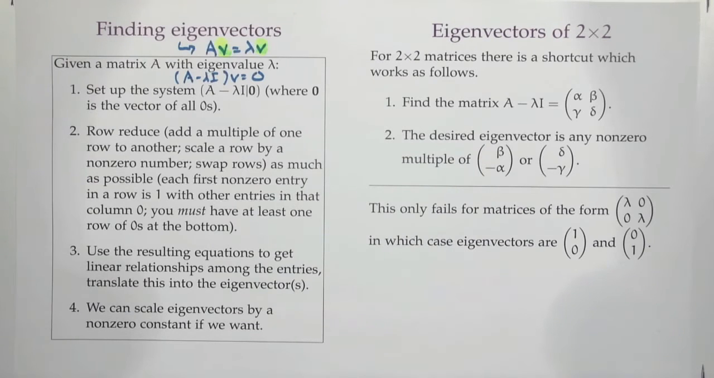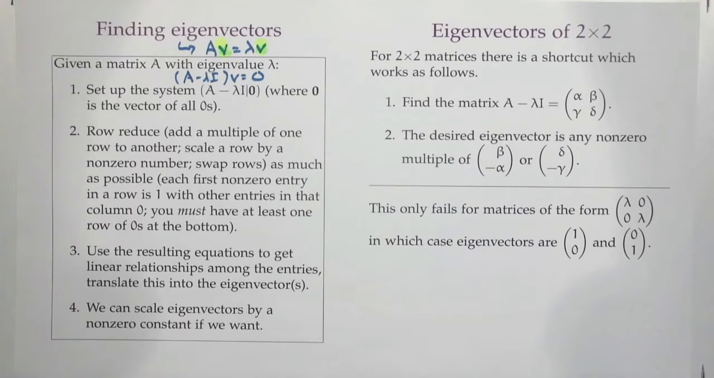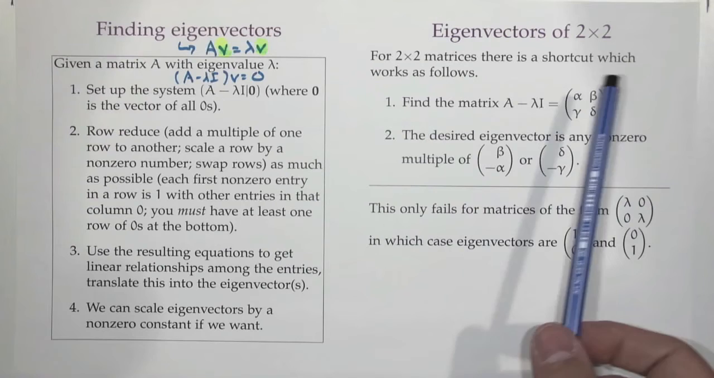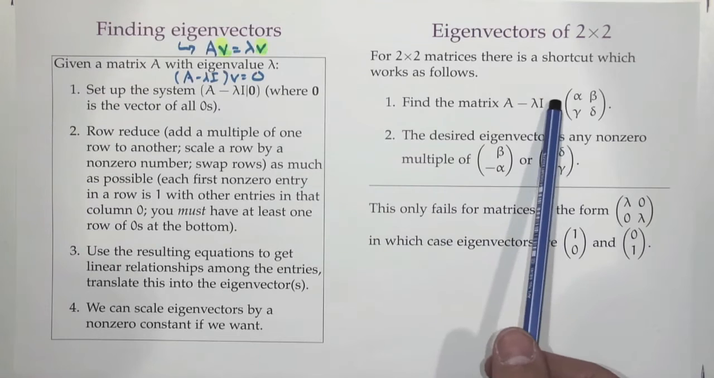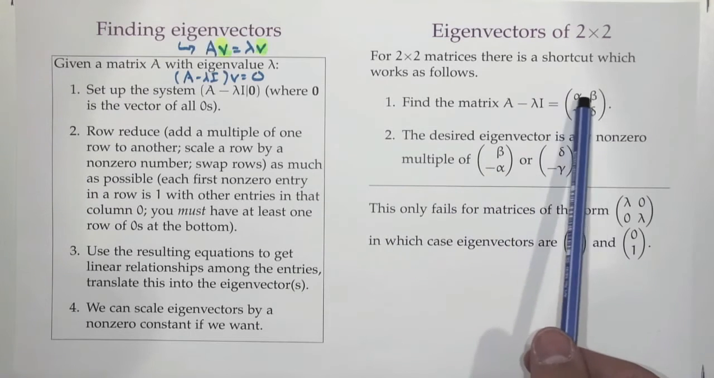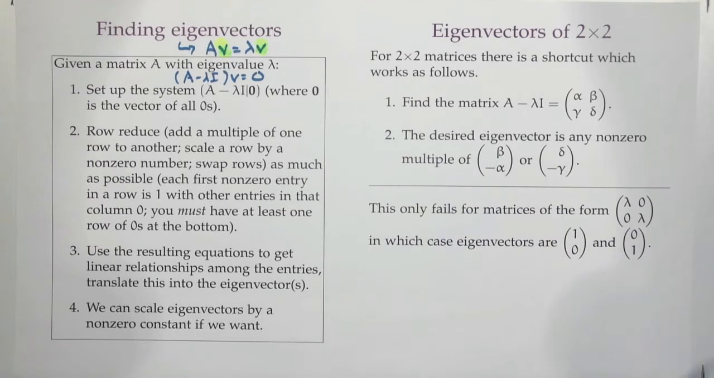How do you do 2x2s? So for 2x2s, it's actually pretty quick. Here's what happens. For 2x2 matrices, you start with A minus lambda I. It's some matrix with entries alpha, beta, gamma, delta. And now we say the eigenvector is either beta, minus alpha, so you reverse the order and change the sign on one, or it's delta, minus gamma. Just pick one of those, and you're done. So if you can remember this, you'll be in good shape.